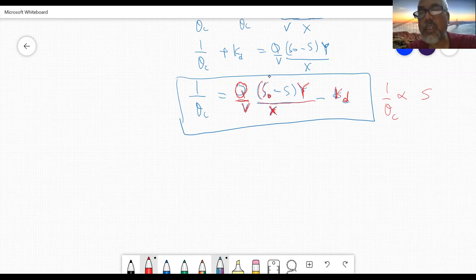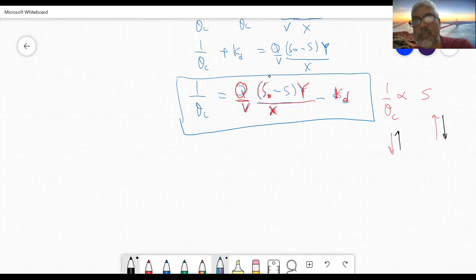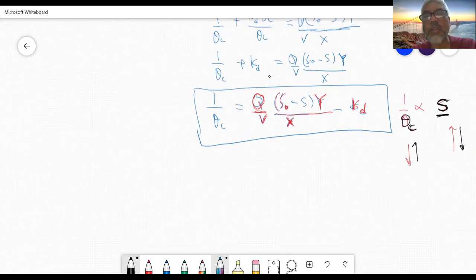So it means that if you decrease the theta C, you increase the substrate concentration in effluent. If you increase the theta C, you decrease the substrate concentration in effluent, right? Right or not? I want to hear you. Yes, sir. Right. So what does it mean? It means that theta C can control the concentration of substrate in effluent. By changing theta C, you can change the substrate concentration if all other things are known or constant.